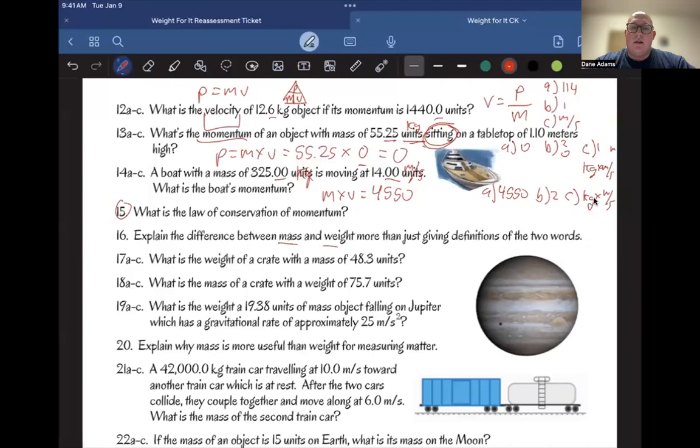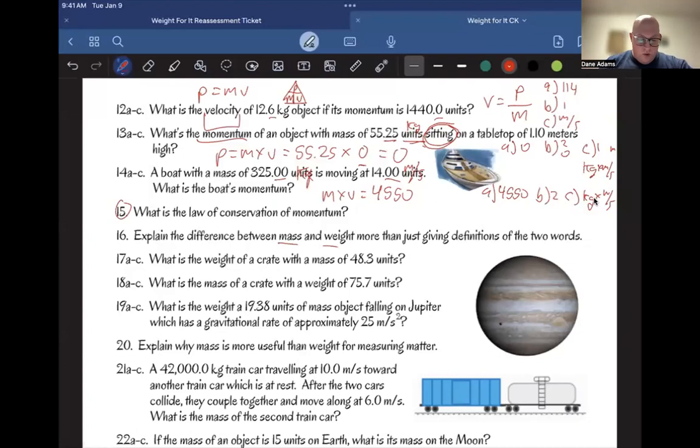Mass is measured using a balance scale. Weight is measured using a spring scale. You could have mentioned they have different units, kilograms and newtons. You could have mentioned their dependency on location. We did really well here. So if you have questions about 16, please come talk to me later. But for the most part, I think we did really well.